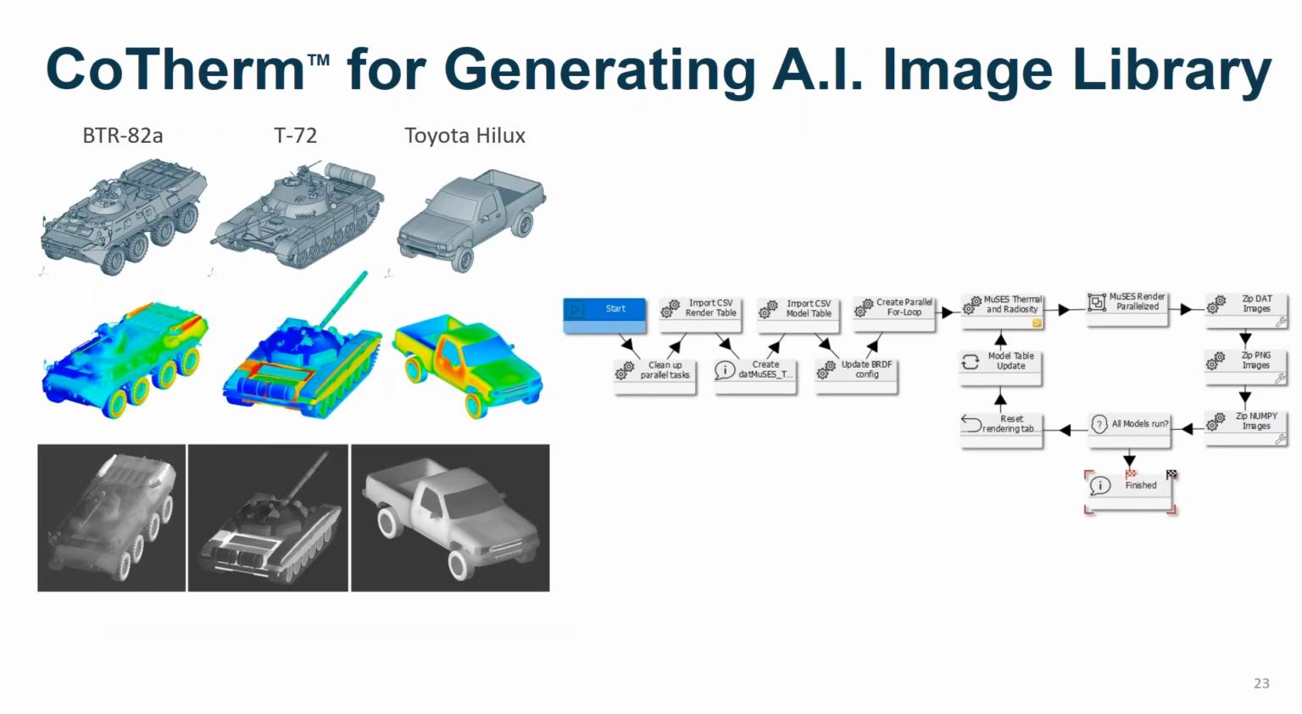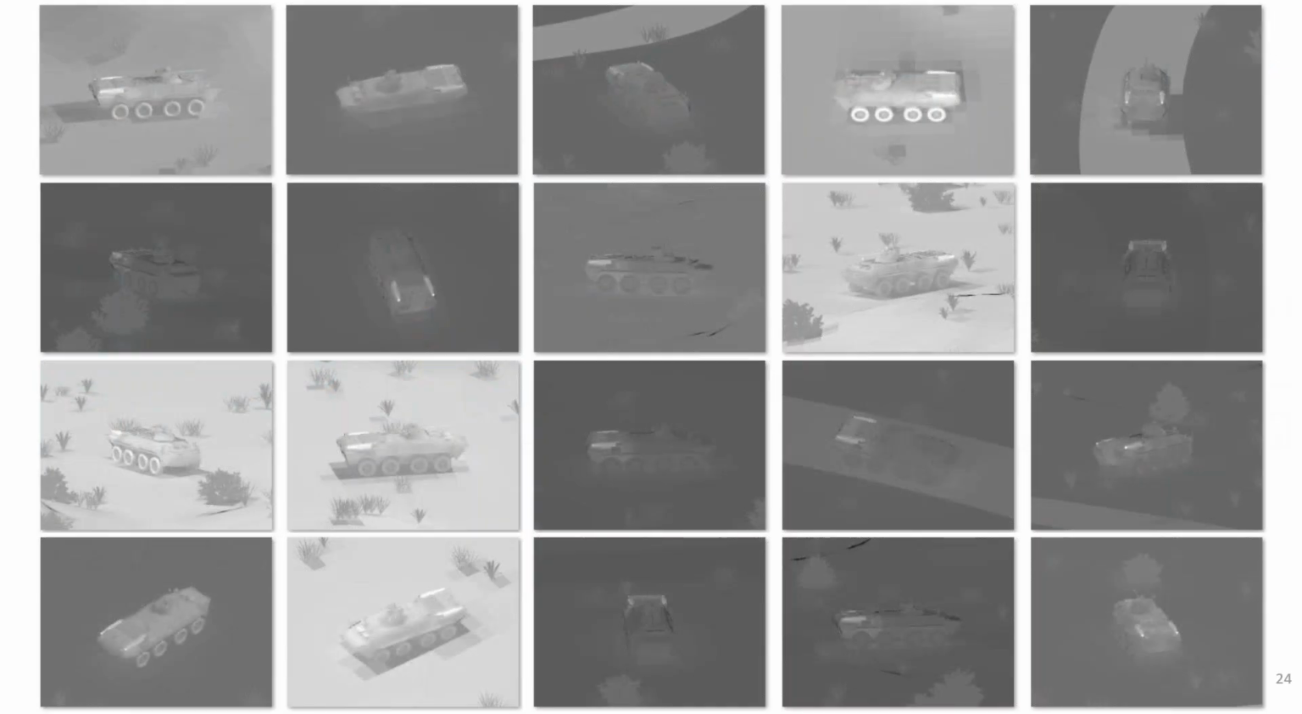Here's a few targets I can highlight that we have run through this CoTherm automated MuSES analysis. This process runs MuSES on these models and then goes through all the desired parameters to output a series of physical temperature predictions and synthetic radiance images, which you can see here. These images include differences in sensor azimuth and elevation angle, range from the sensor to the target, weather conditions, and levels of background clutter near the target, whether that includes a road or explicitly modeled vegetation.